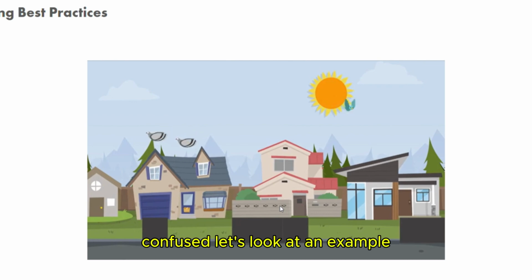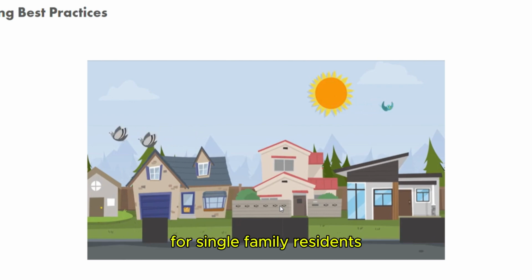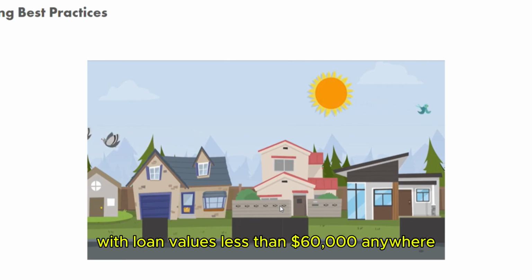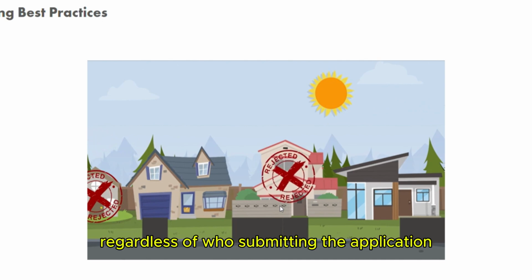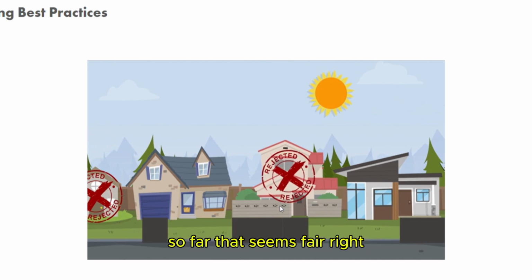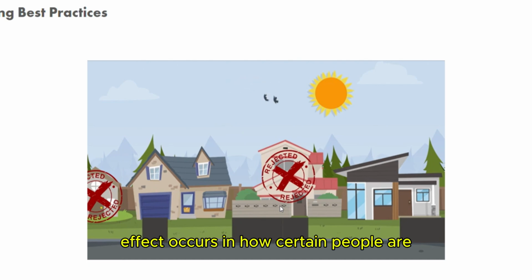Confused? Let's look at an example. A lender's policy is to not accept loan applications for single-family residents with loan values less than $60,000 anywhere. That policy applies to all loan applications regardless of who's submitting the application. So far, that seems fair, right? The discriminatory effect occurs in how certain people are impacted by this policy.